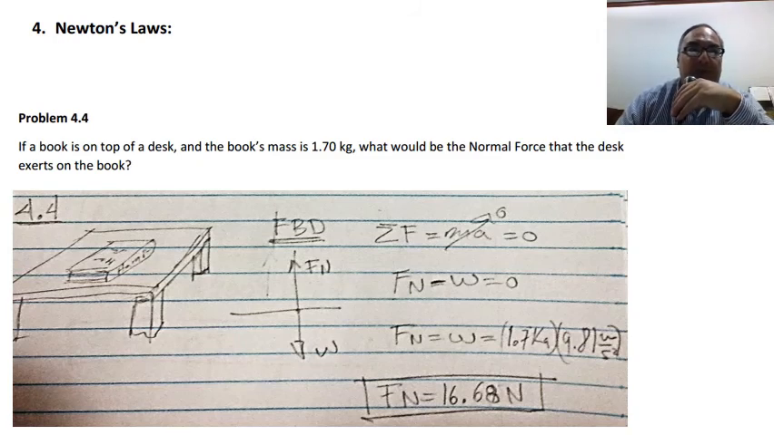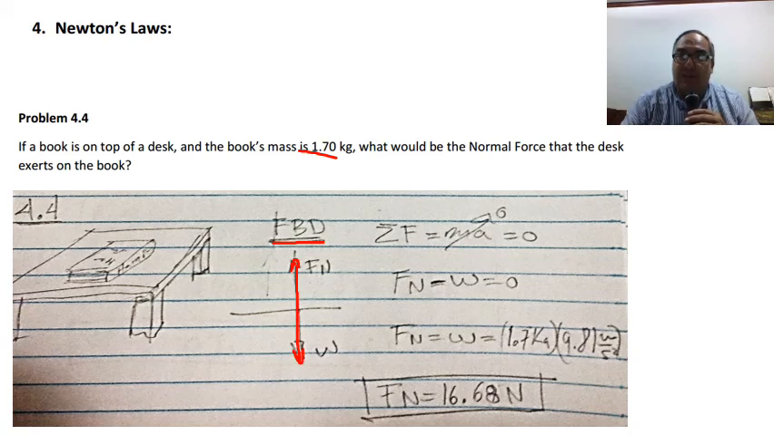Okay, this problem 4.4 is about a book, and this is fairly easy because it's the first one of action reaction, right? So we have a book on a desk, and the mass of the book is 1.7 kilograms. Do you see this book that we have here? It's on the top of a table, and is pushing the table down. Okay, so here we have a free body diagram, and the only forces that we have are the normal force going up, and then the force of the weight going down.